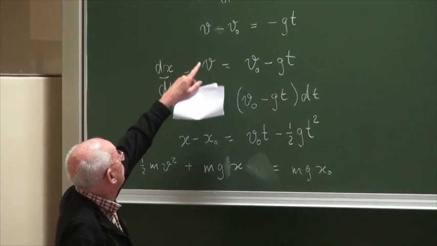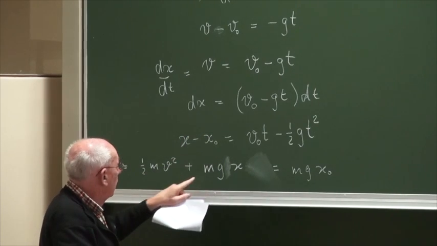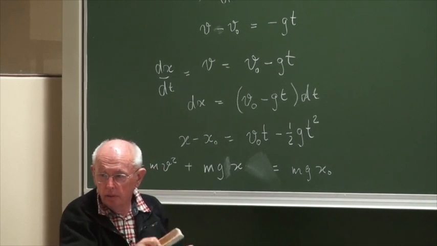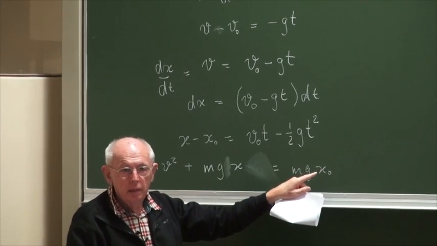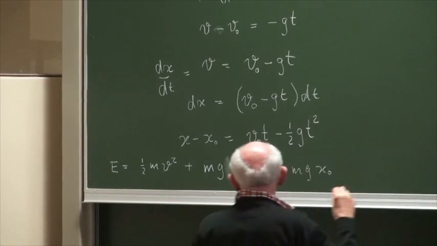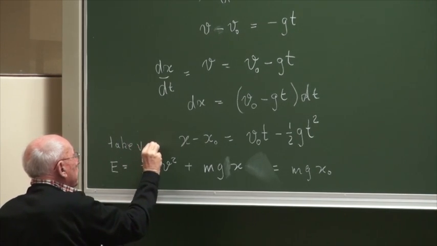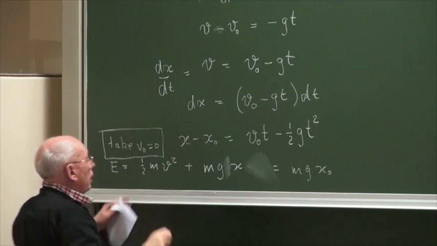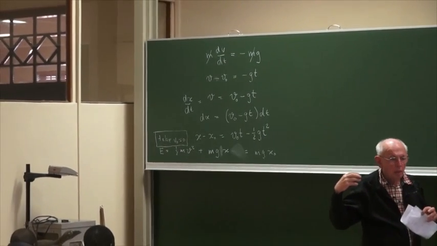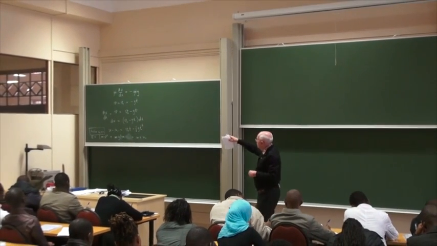If you put the formula for v in there and multiply out v squared, and you put in x is equal to x0 plus the rest, you get the term with t squared and everything, and you cancel all of this out. Then you get this mgx0, which says that the energy, taking v0 equal to 0, is conserved. We know all this. You know all the equations and energy conservation, and you can check these things for yourself.